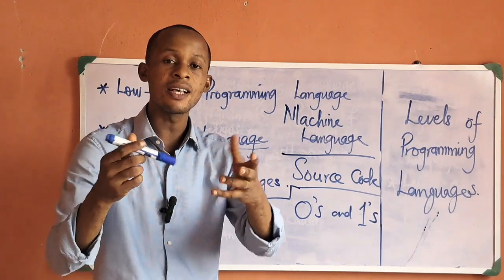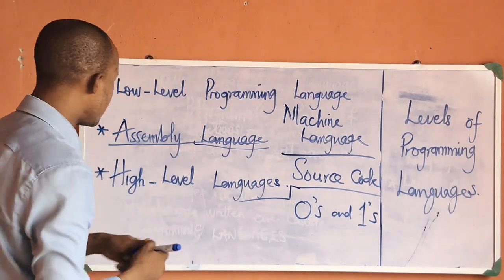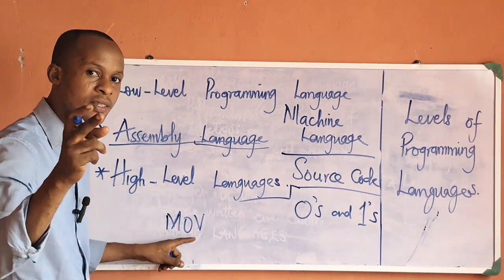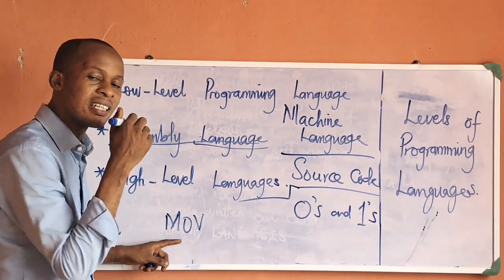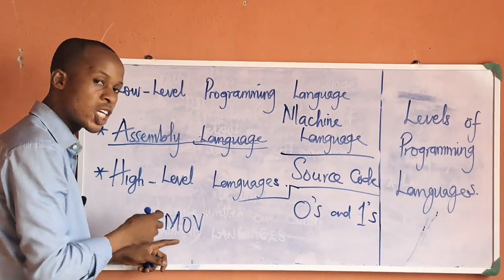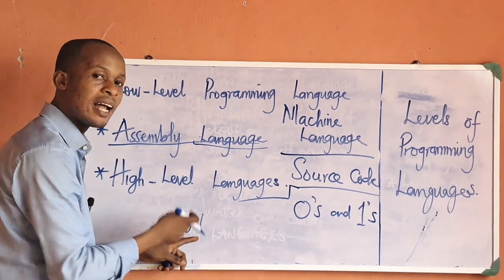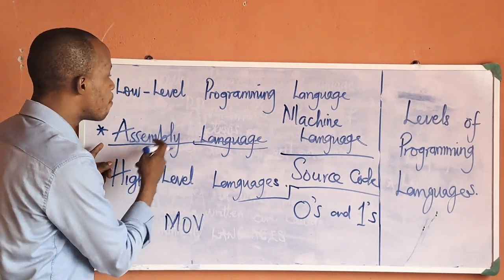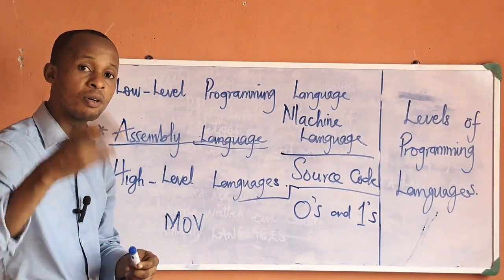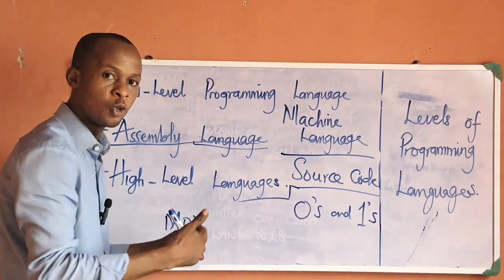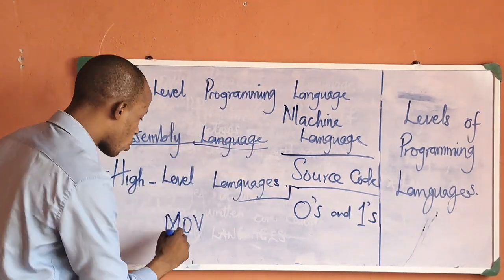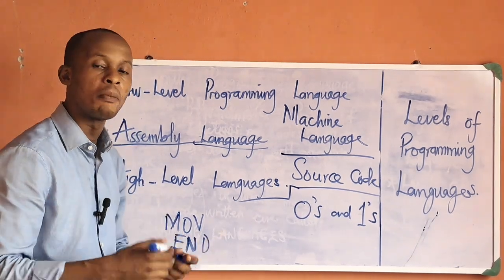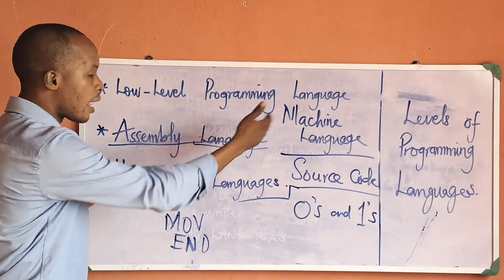For instance, these are some of the commands in assembly language. MOV. These are not zeros and ones. These are letters of human language. MOV are letters in the English language, and it's a command when assembly language is being used to write a program. It simply means to move a value or to move something. We also have END, which is another command used in assembly language.